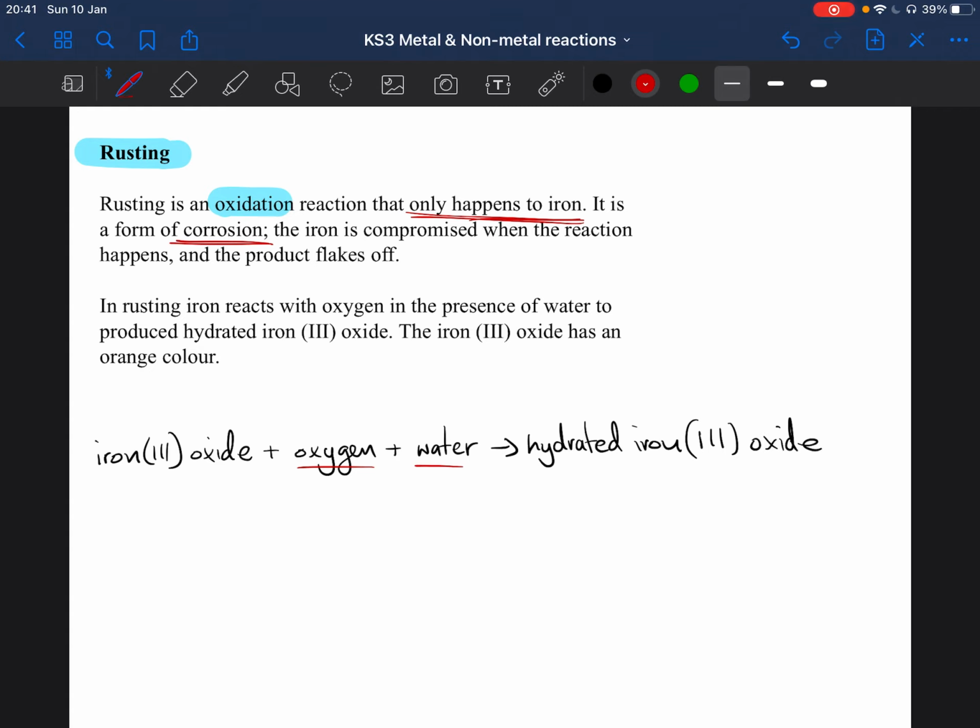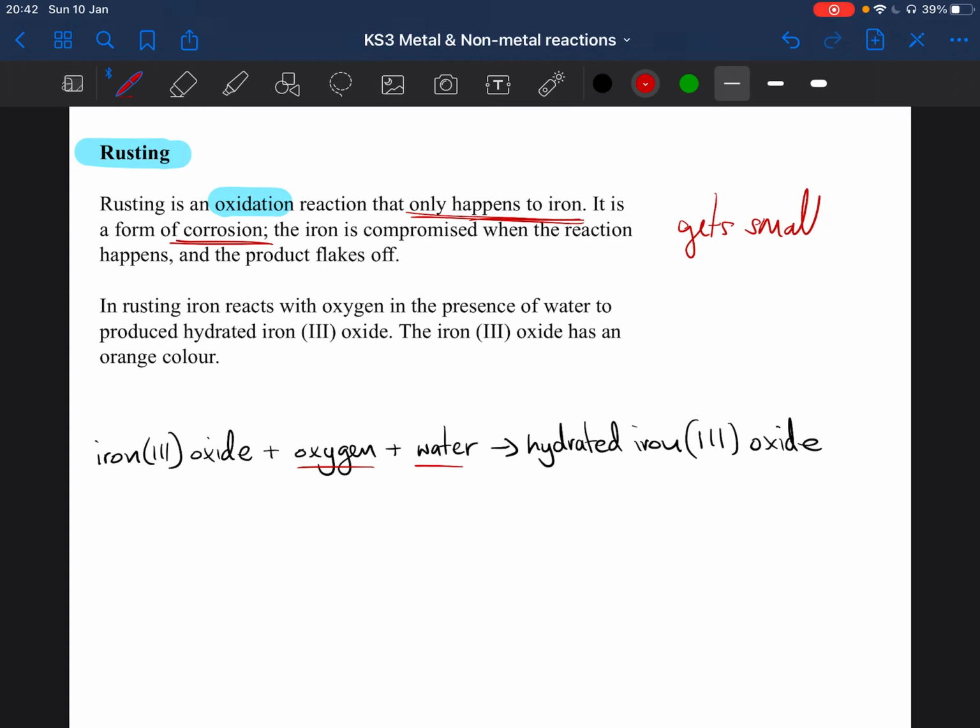It breaks down. Because what actually happens is, if you imagine this is the outer layer of your iron metal, the oxygen and the water react with this layer right here. And as it reacts, it turns into this orange flaky material, which then actually falls off. And as it falls off, it exposes a new layer, which then gets reacted with, and then that falls off. And over time, what starts to happen is your piece of iron gets smaller.